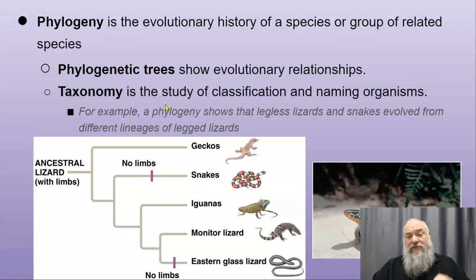Taxonomy is very similar but slightly different. It's the study of classification and naming of organisms. And the two don't always match up perfectly. They usually match up pretty well. Phylogenetic trees are strictly focused on evolutionary relationships.